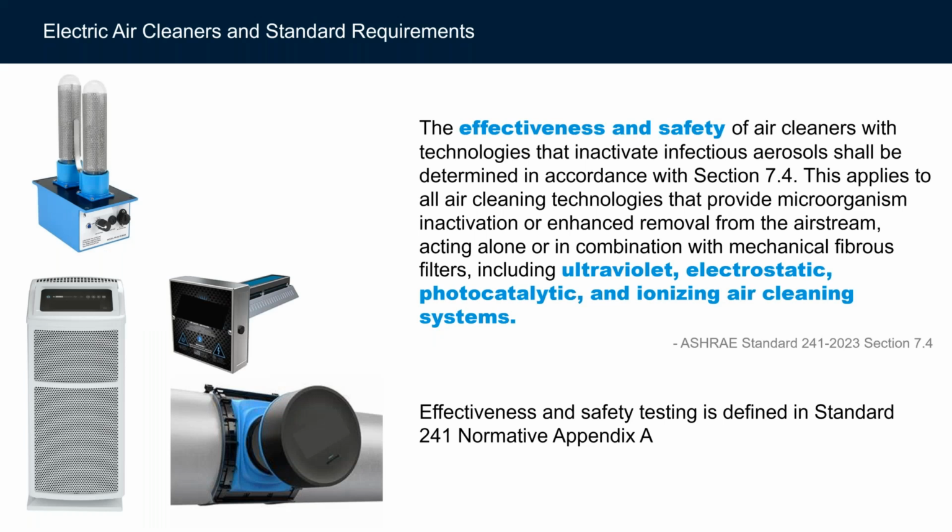And so kind of now moving into what's considered section 7 of the 241 code, or 7.4, excuse me, is the electronic air cleaners. And so you have under 7.4 the ability to add something that could be a lot cheaper than outdoor air, but you do have to make sure that it meets the normative Appendix A, as I mentioned, which is effectiveness and safety. And so let me get into that.